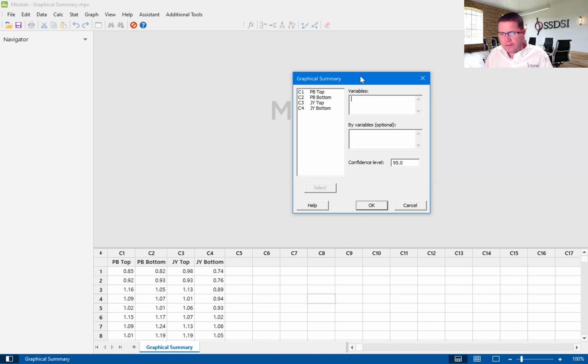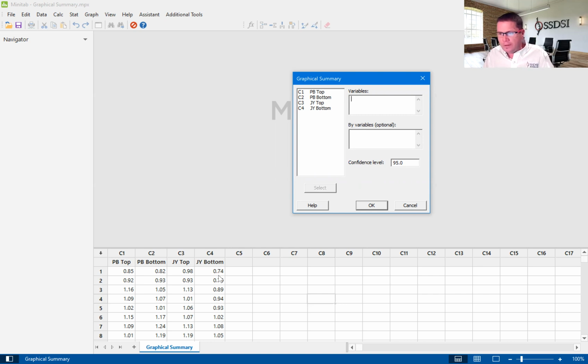So we've got a set of data here, and we're particularly going to look at PB top, which is the amount of peanut butter added to the top piece of bread. You'll see here there's PB bottom, JY top, and JY bottom, which is peanut butter added to the bottom slice and jelly added to the top and to the bottom. But again, we are particularly focusing on peanut butter that is added to the top. In our analysis, we found that there might be something going on there.